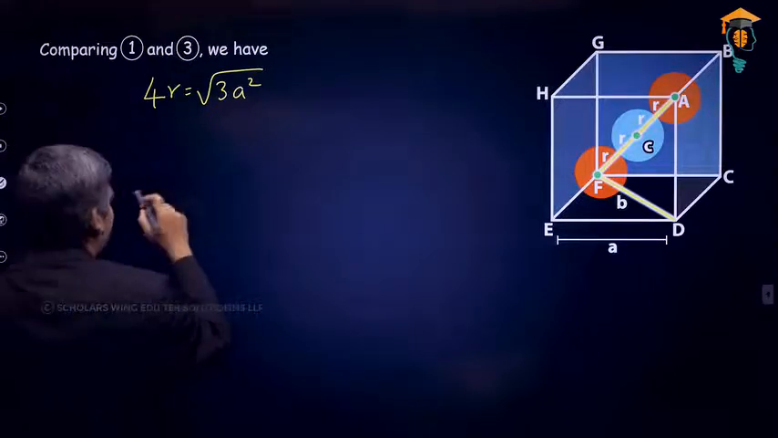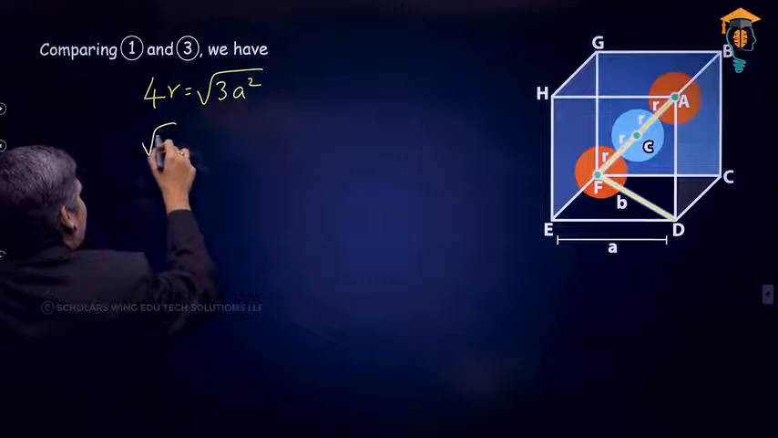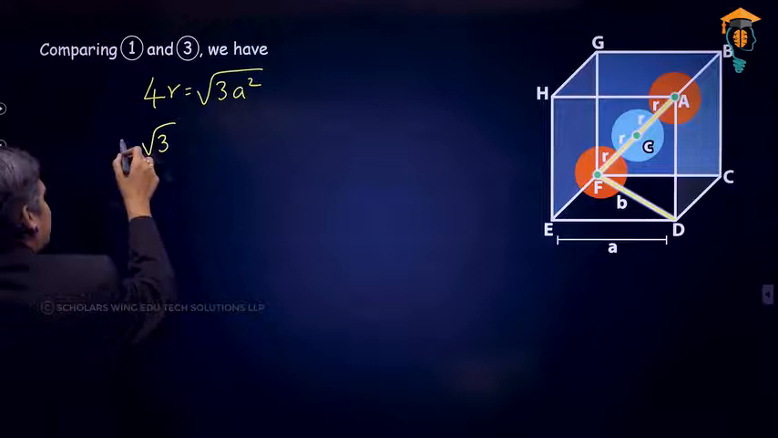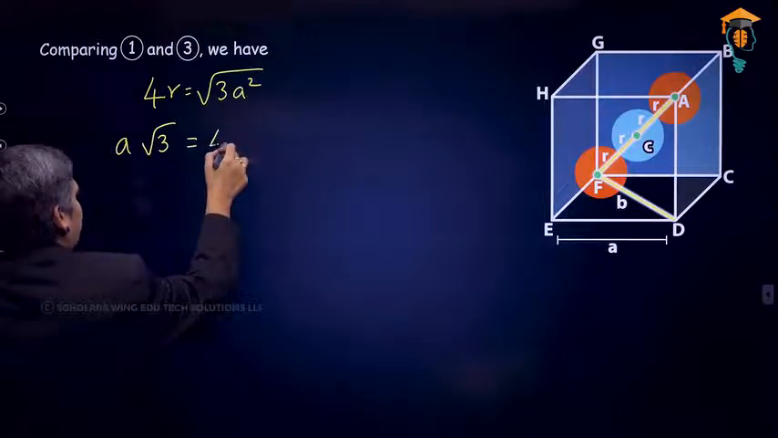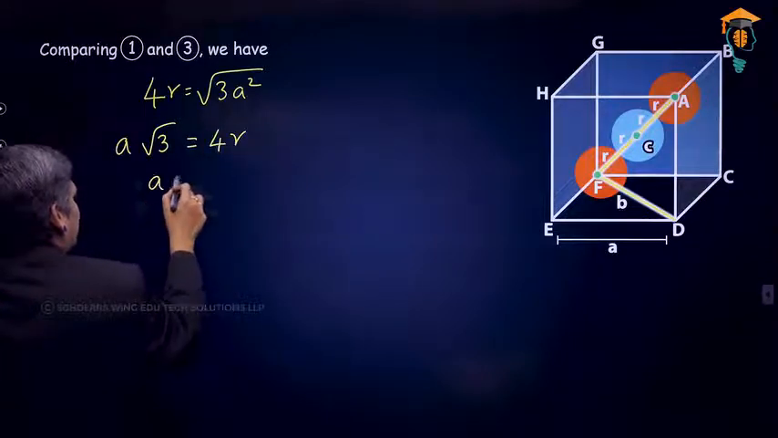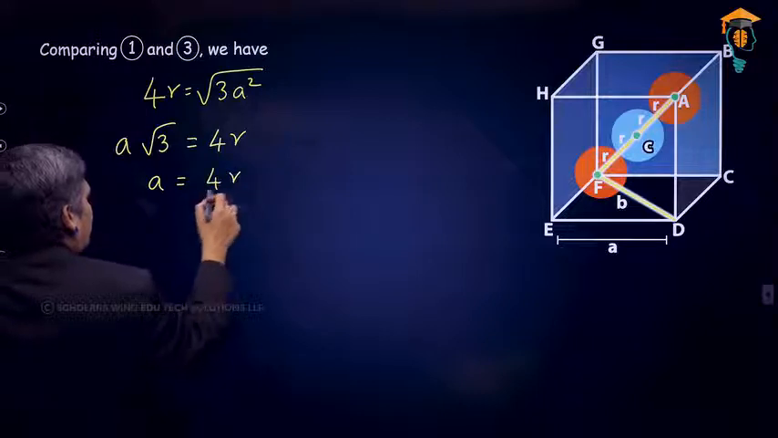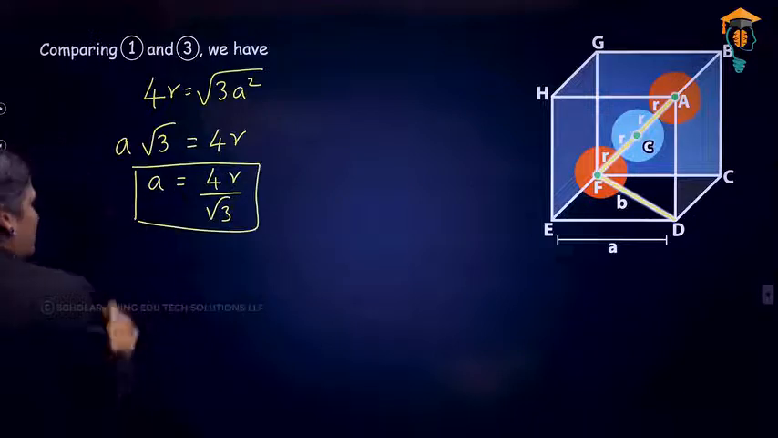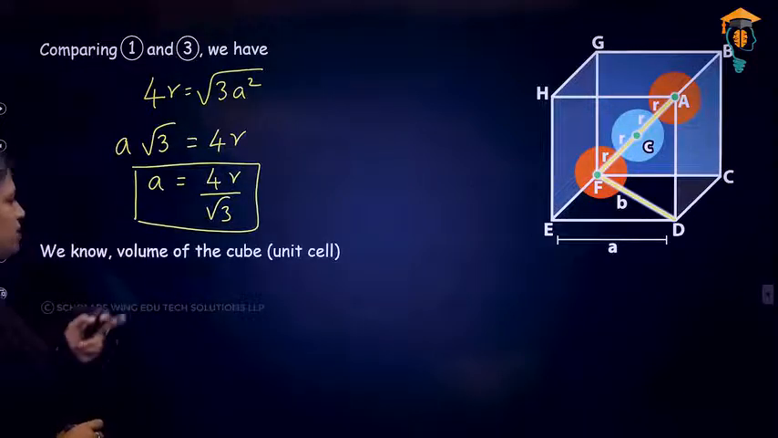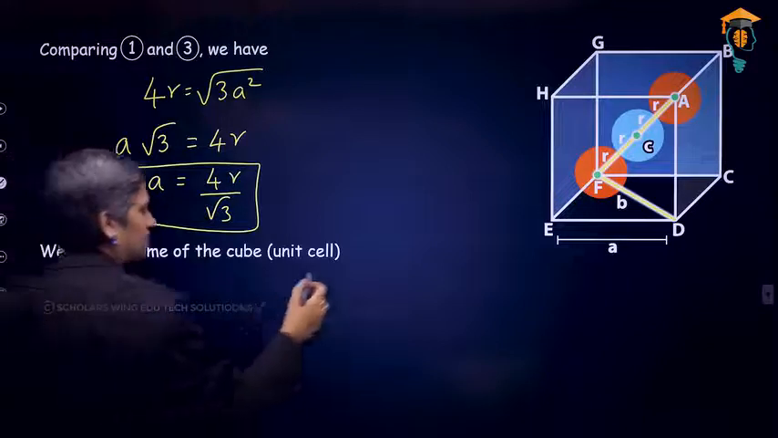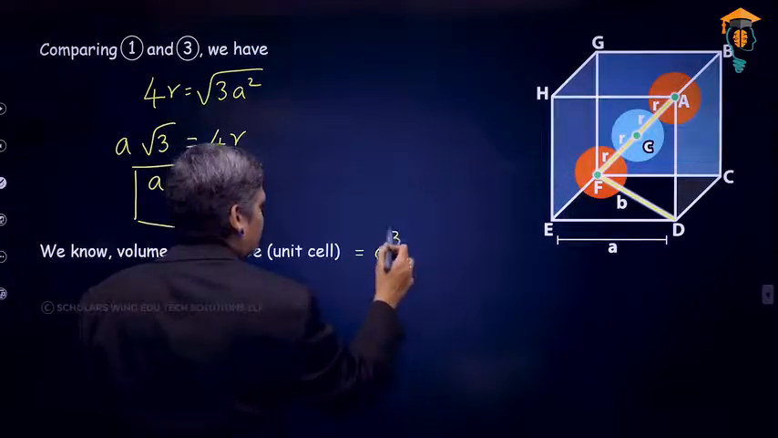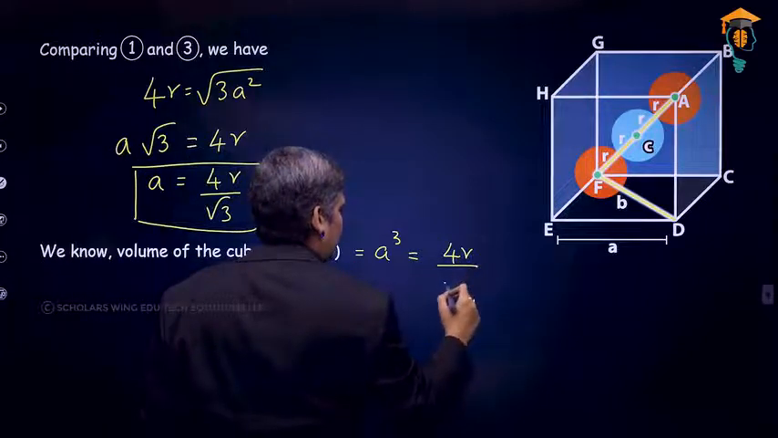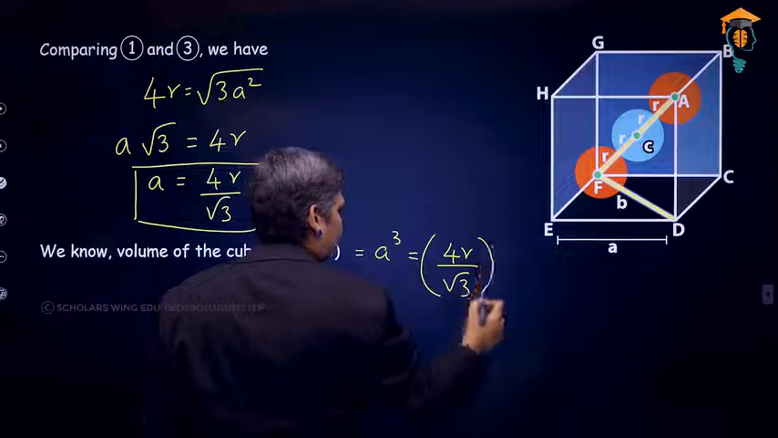We have arrived at this equation now to find A. So from this, what is A? Interchanging, we have root 3. Square root of A square will be A. So I can write as A root 3, isn't it? Is equal to 4R. From this, what is A? 4R by root 3. So we got A now. Next, volume of the cube, that is unit cell here, is A cube. What is A? Just now we got 4R by root 3 whole cube.